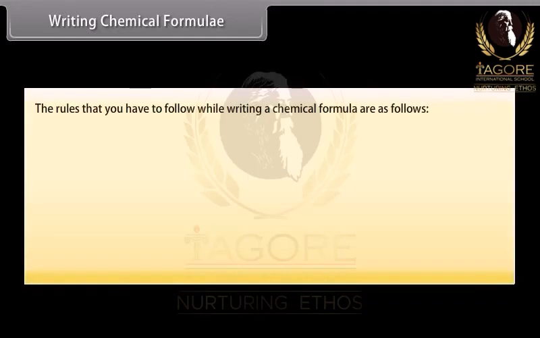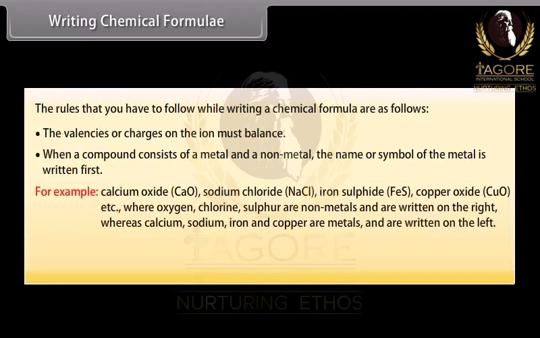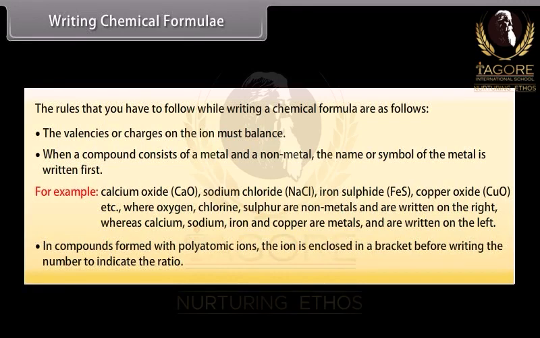The rules that you have to follow while writing a chemical formula are as follows. The valencies or charges on the ion must balance. When a compound consists of a metal and a non-metal, the name or symbol of the metal is written first. For example, calcium oxide, CaO, sodium chloride, NaCl, iron sulfide, FeS, copper oxide, CuO, etc., where oxygen, chlorine, sulfur are non-metals and are written on the right, whereas calcium, sodium, iron and copper are metals and are written on the left. In compounds formed with polyatomic ions, the ion is enclosed in a bracket before writing the number to indicate the ratio.